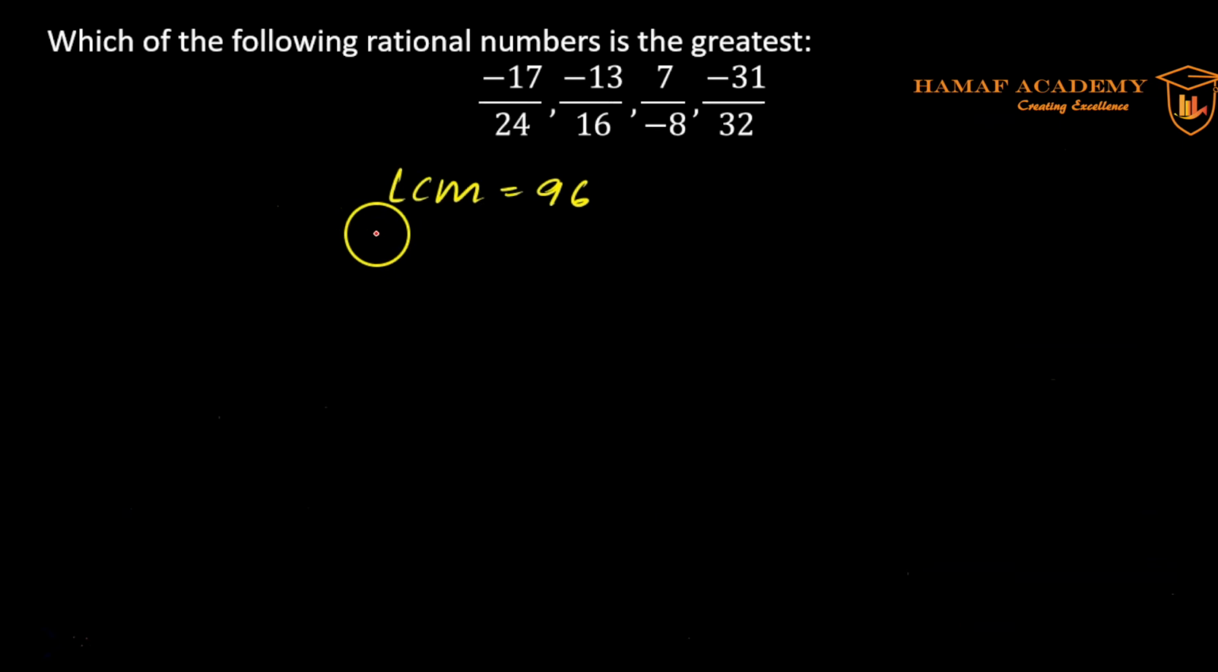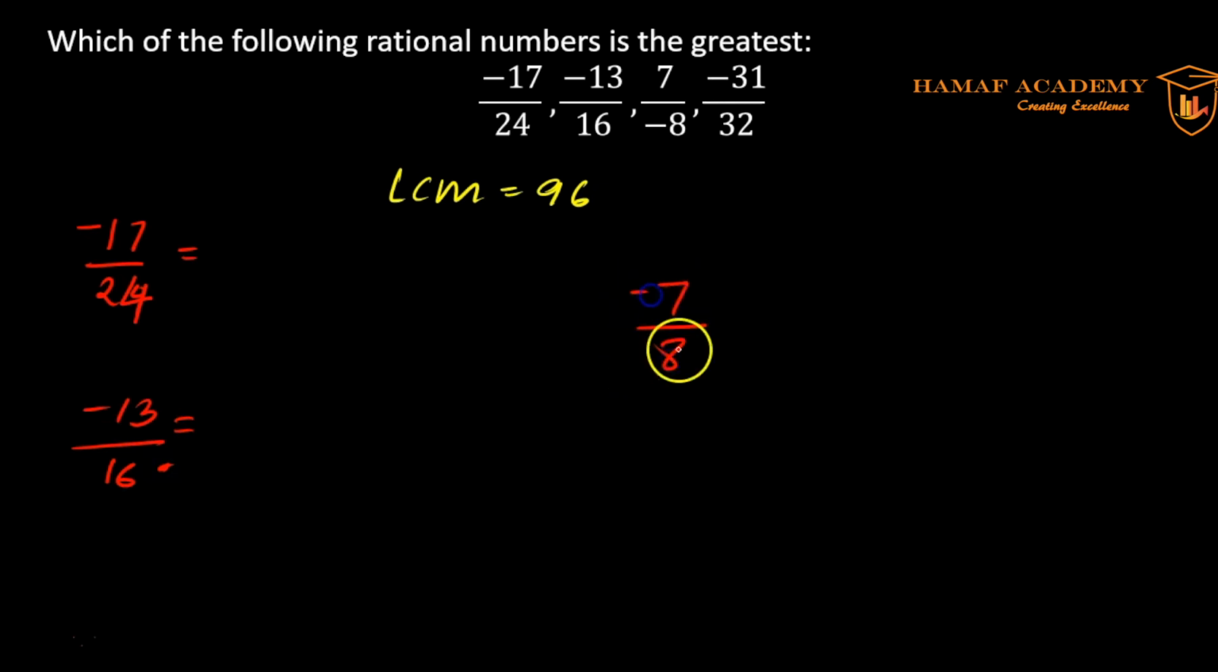Alright, so we have our LCM as 96. So we are going to write down our fractions again. We have negative 17 over 24, and then we have negative 13 by 16, and then we have 7 over negative 8. As you can see, there is a negative in the denominator, but it's still okay if I write it in the numerator. Then we have negative 31 by 32.